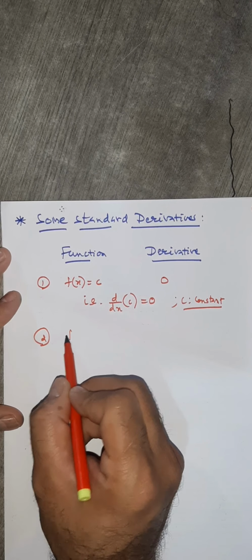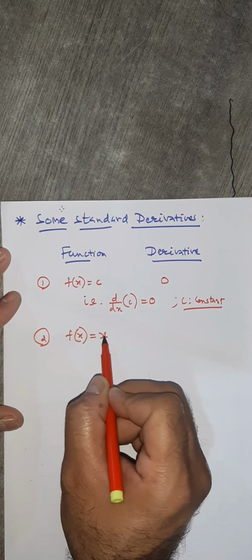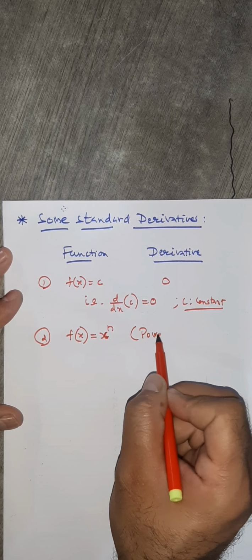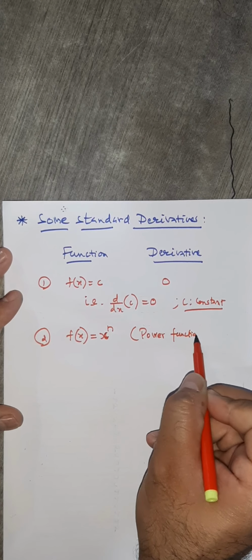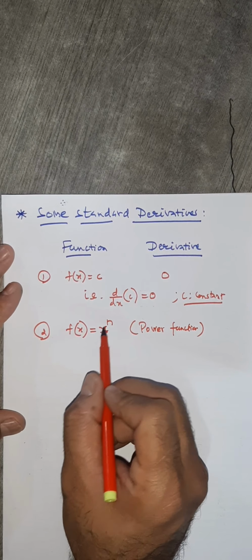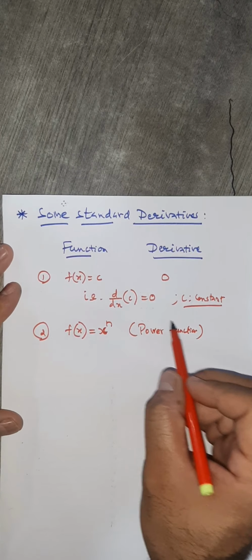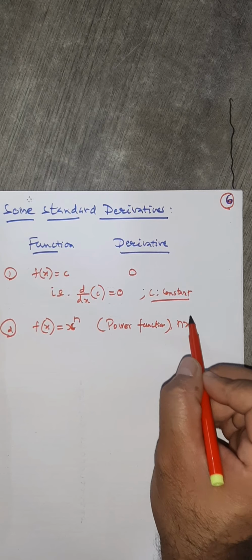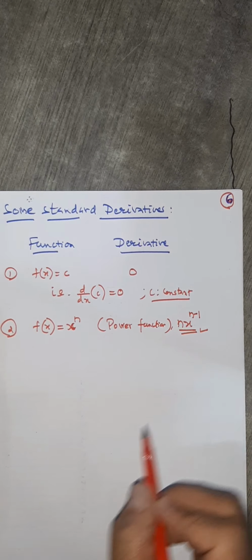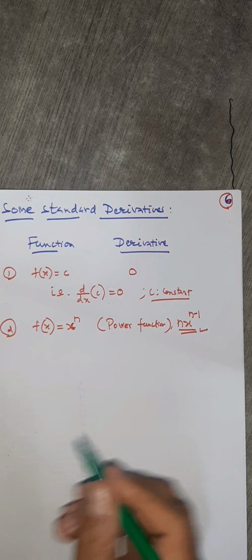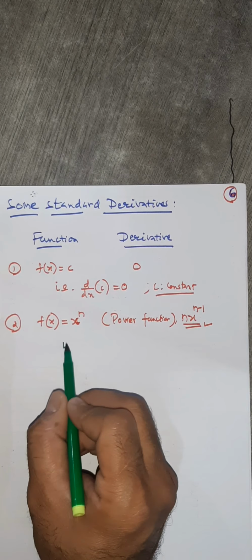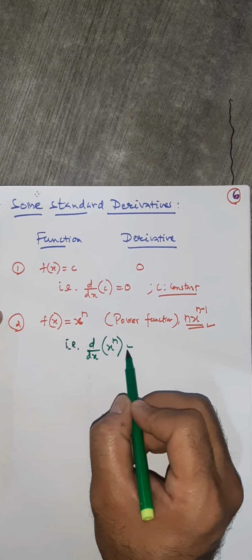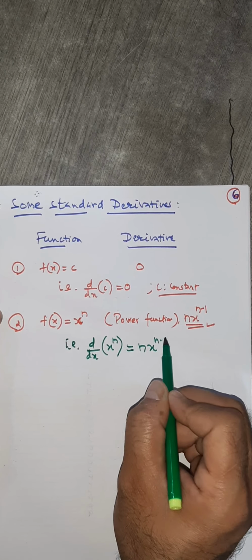Second one, if f(x) equals x raised to n. This is called power function. X raised to n, it's called power function. Derivative of any power function, like x square, x cube, you did it. If you put n equals to 2, you know. So here, derivative is n into x raised to n minus 1. This comes from that limit formula, if you remember, a into a raised to n minus 1. Take this power in the product and one less power. So what I'm trying to tell you is d by dx of x raised to n equals n into x raised to n minus 1.